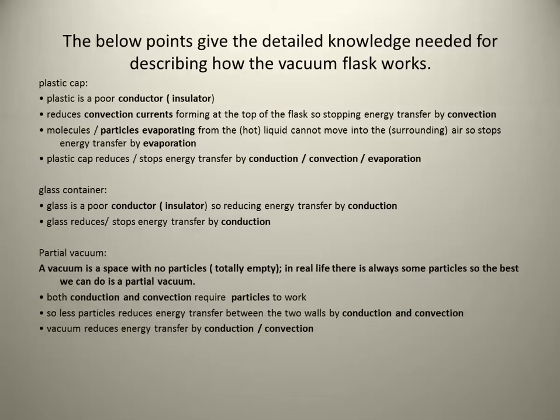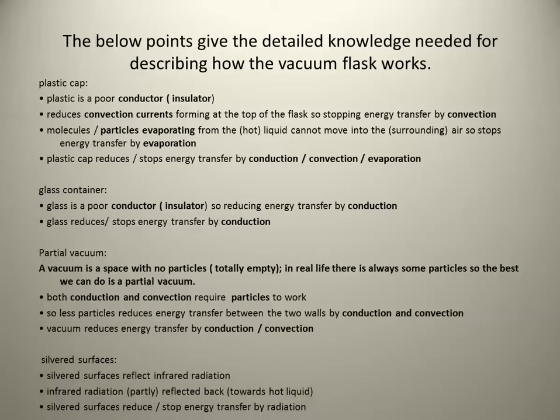The partial vacuum. As you'll see, some of these you can write more on than others. Right, a vacuum has a space with no particles in it. So in real life we can't do that. There's always a few particles, so the best is a partial vacuum. Hence, we can reduce conduction and convection currents within the wall because we've got less particles. So the vacuum reduces energy transfer by conduction and convection.